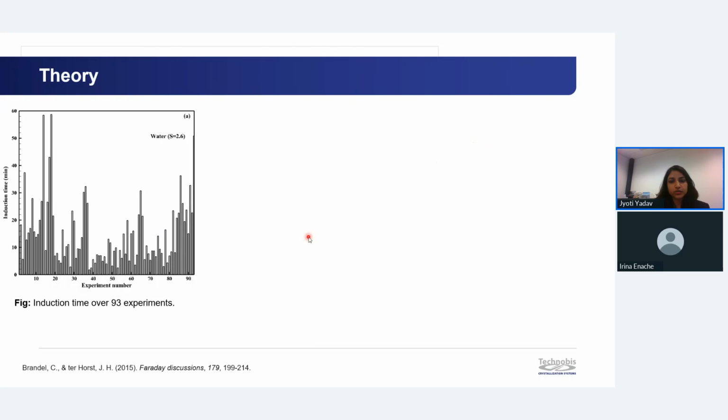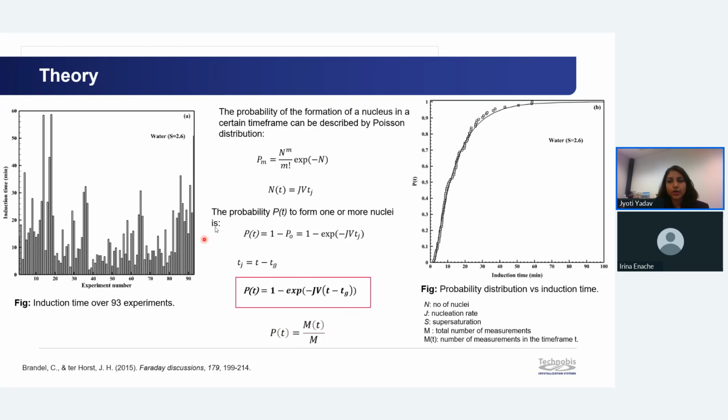To determine the nucleation kinetics using the isothermal method, first the induction time is measured more than 80 times. These are the number of experiments performed, and these are the corresponding induction times measured in each experiment. Then the probability of forming the nucleus is represented by Poisson's equation, this equation, where P is the probability and N is the number of nuclei. J is the nucleation rate, V is the volume, and Tj is the induction time.